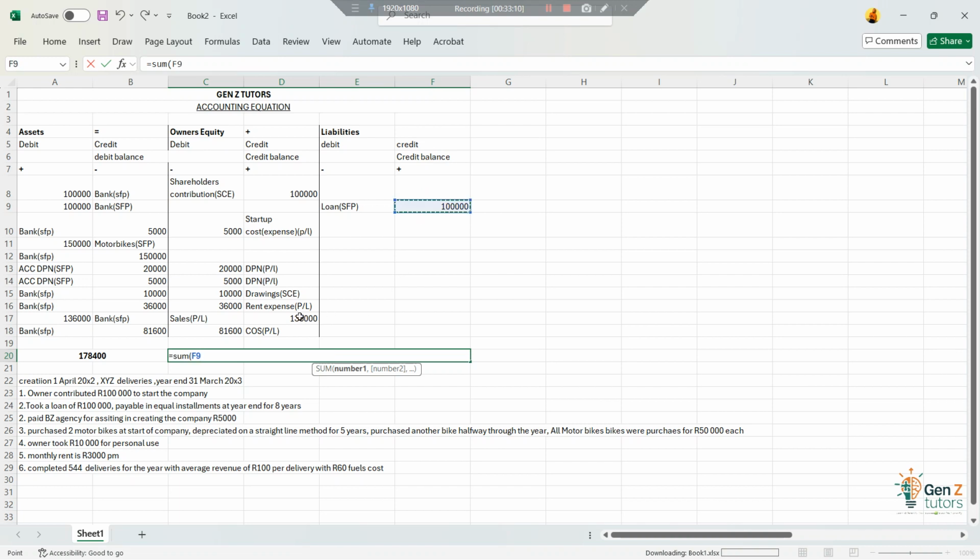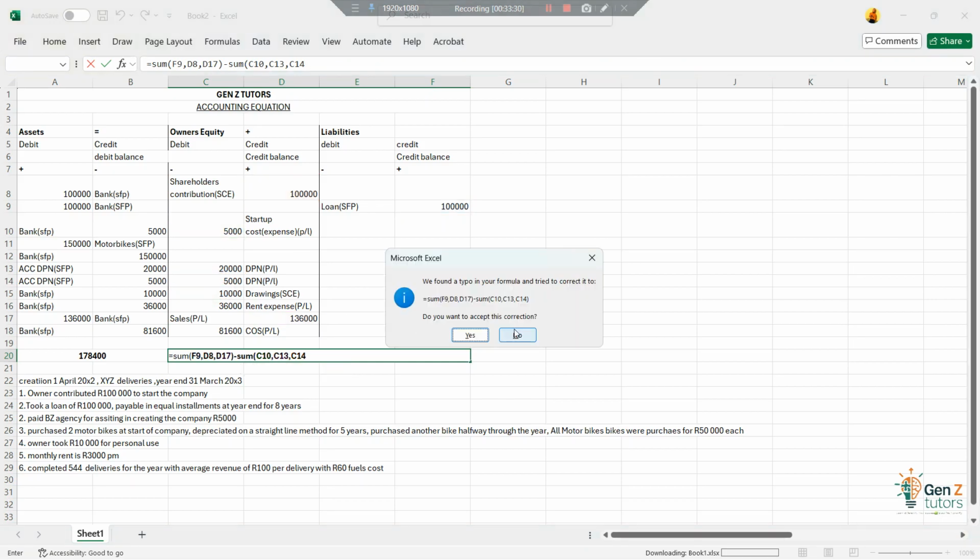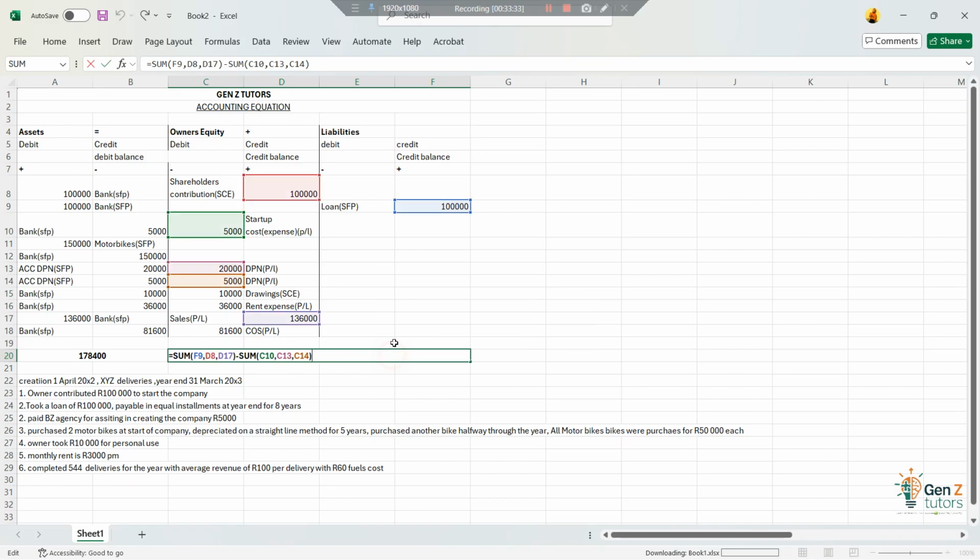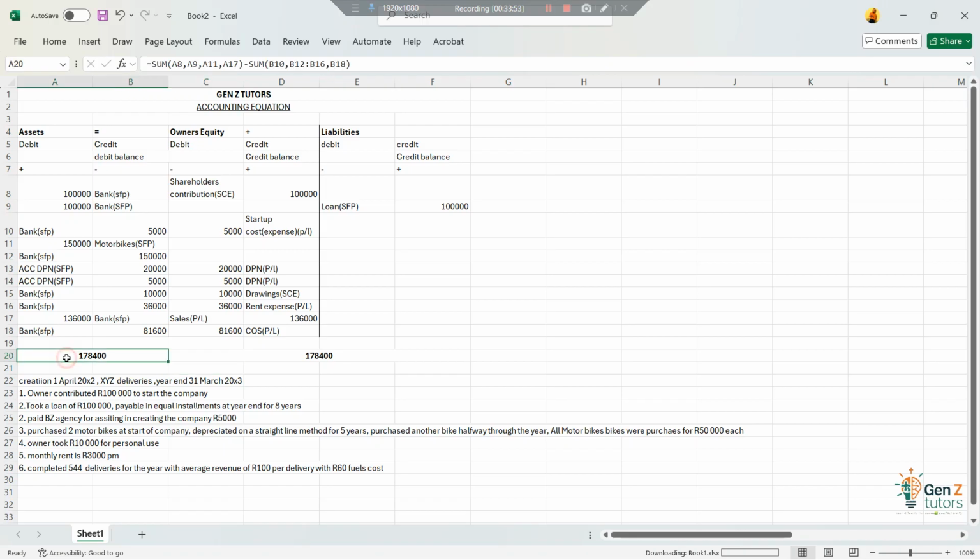So we're going to do that and take this also, and take this also, and then sum that up and subtract the sum of the debit side. On the debit side we have this, this, this, this. I wasn't done there. Then I have this as well. Then there we go. So now your assets are equal to your what? Your owner's equity plus liabilities.